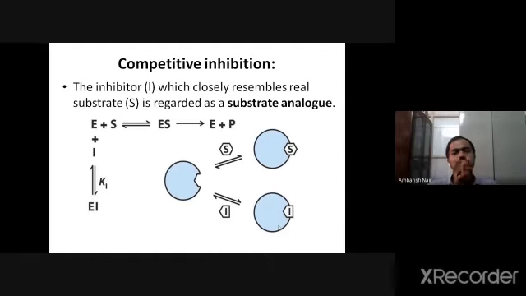Most of the time, these competitive inhibitors look similar to the substrate. That's why they are called substrate analogs. Because they act like a substrate analog, but cannot form a product. That's a very important thing here. A substrate can form a product, but a competitive inhibitor cannot form a product.